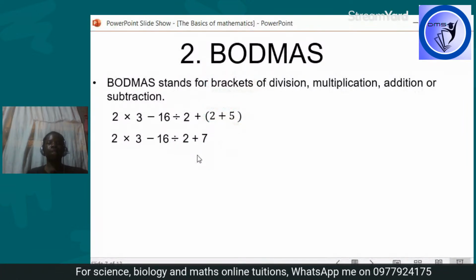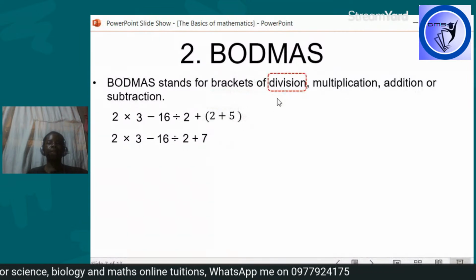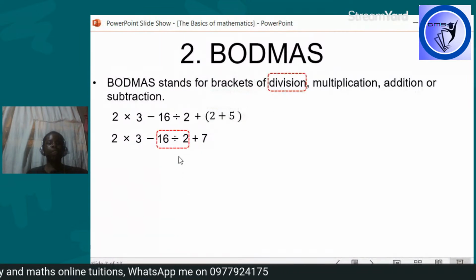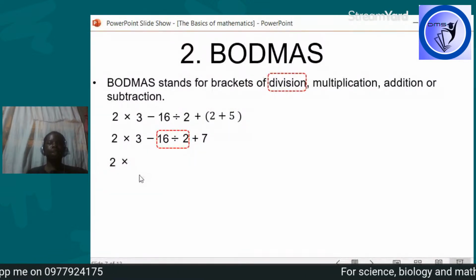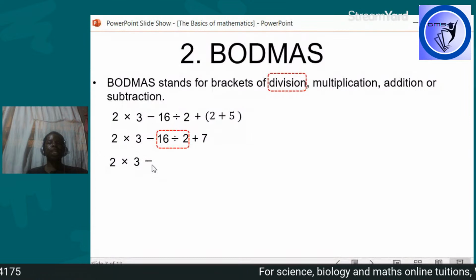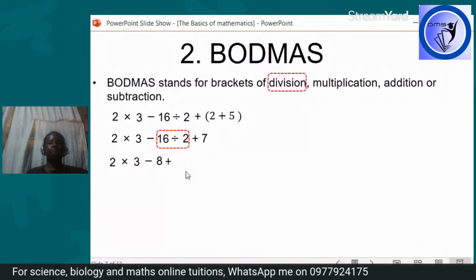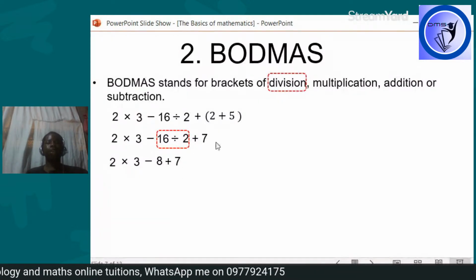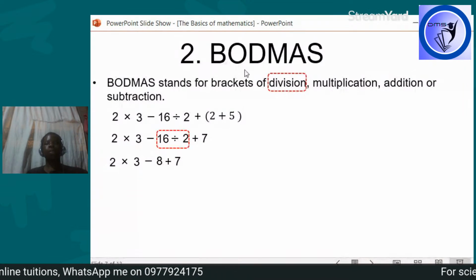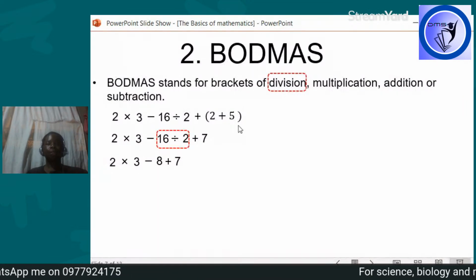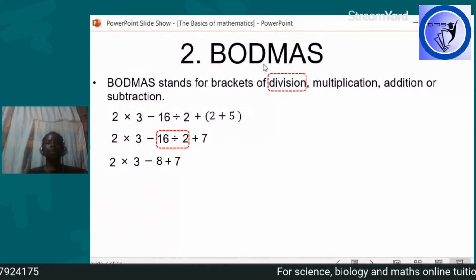Then what follows next here is division. So you look, where is division? Is here. So you copy 2 times 3, then minus. Then you do the division of 16 divided by 2, which will give you what? 8. Then you get your plus there, 7. Then you have followed the brackets. You have done what was in brackets first. Then you have followed the division.